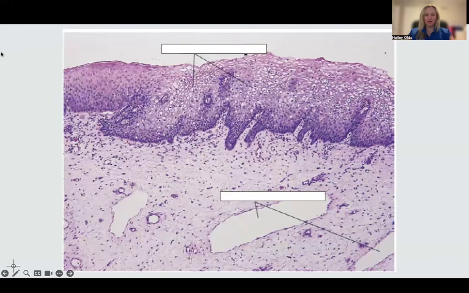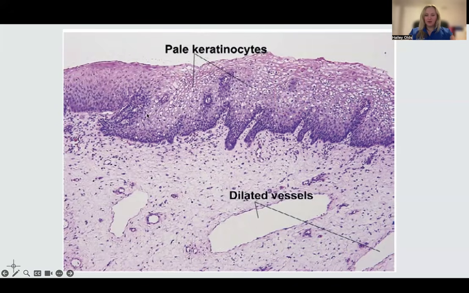Okay, another tricky one. So big things to note here is there's no stratum corneum there. Your keratinocytes in the stratum spinulosum are very pale and plump. That's because they're full of glycogen in this location. And then in the dermis, you see a lot of very dilated blood vessels. So when you don't have stratum corneum, that means it's somewhere where the epidermis is really smooth. So this is mucosa. It's probably the lip, but it could be another mucosa.